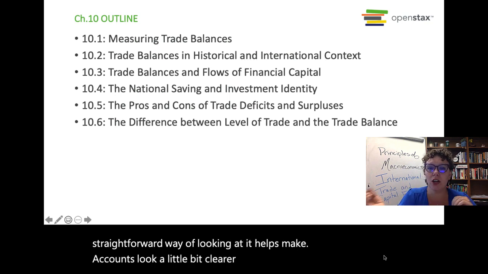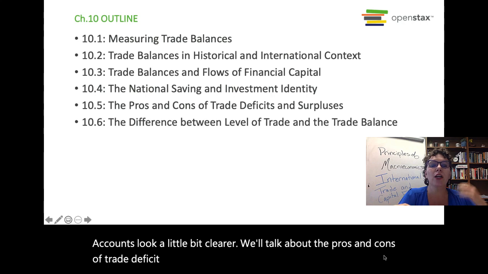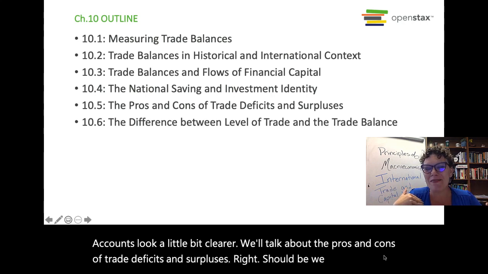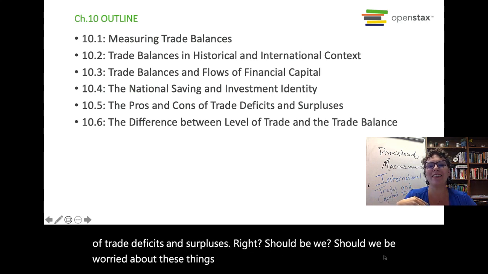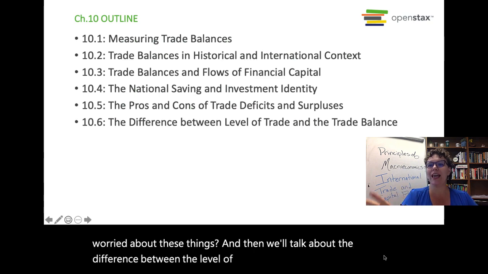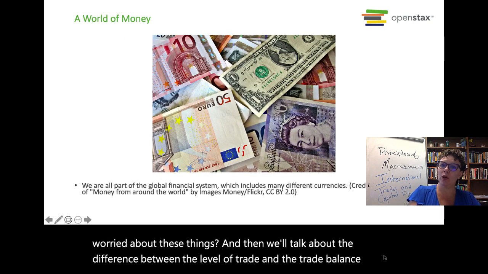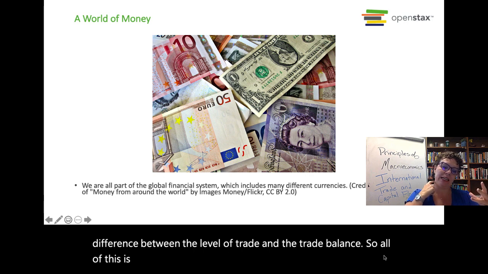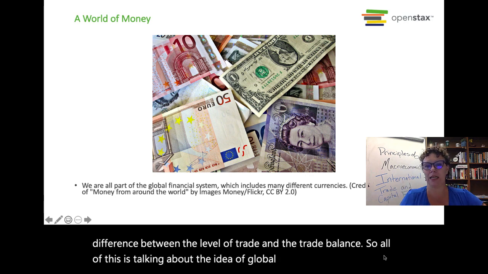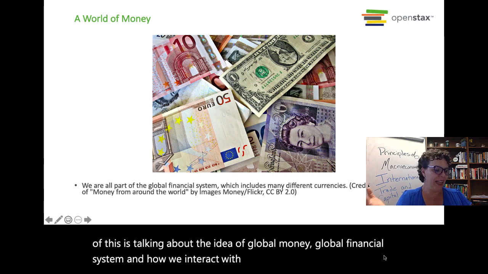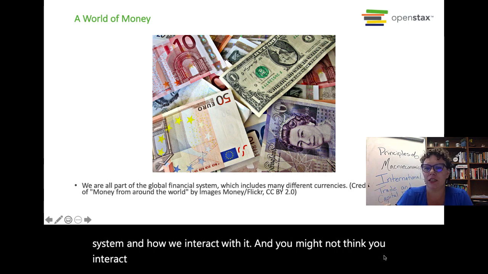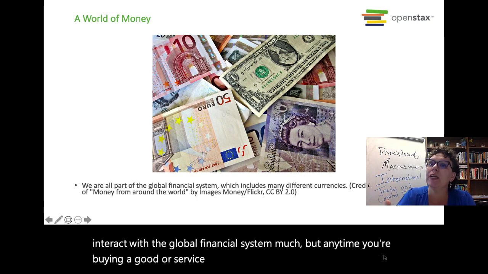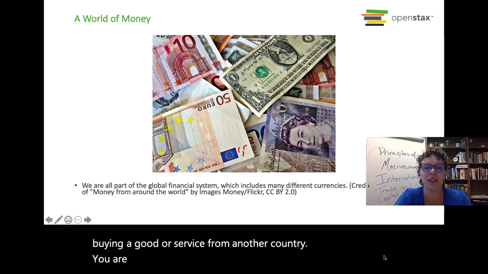We'll talk about the pros and cons of trade deficits and surpluses, right? Should we be worried about these things? And then we'll talk about the difference between the level of trade and the trade balance. So all of this is talking about the idea of global money, global financial system, and how we interact with it. You might not think you interact with the global financial system much, but anytime you're buying a good or a service from another country, you are engaging in that system inadvertently and sometimes indirectly.